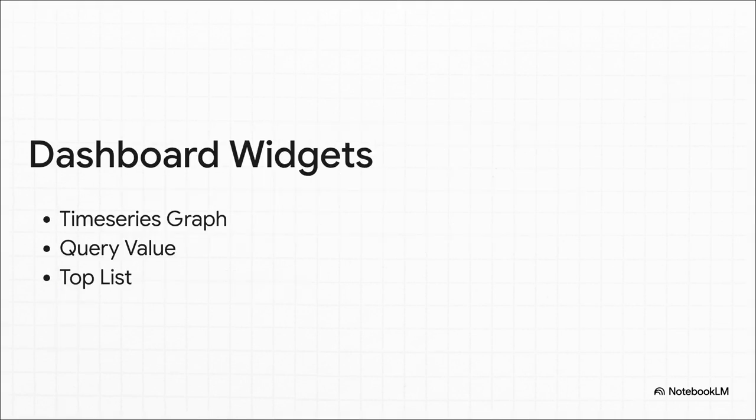From that point, you can start building out your view using these things called widgets. So you can add a time series graph to see how your CPU is doing over time, or a query value widget to just show the current memory usage, like a big number on the screen, or maybe a top list to see which processes are hogging all the resources. This is how you start turning all that raw, boring data into visualizations that actually mean something.